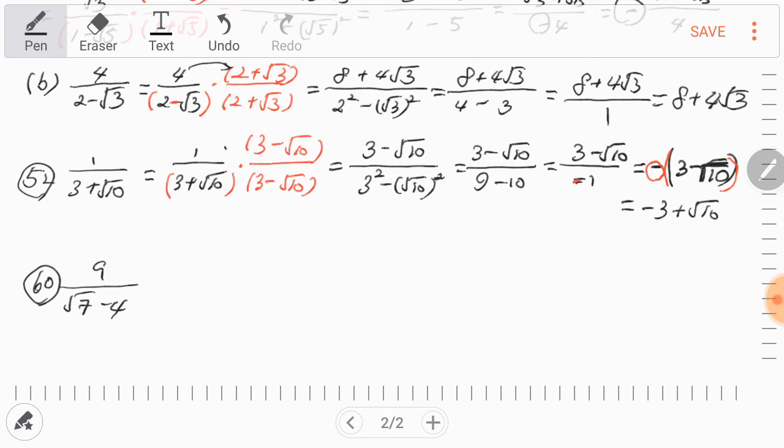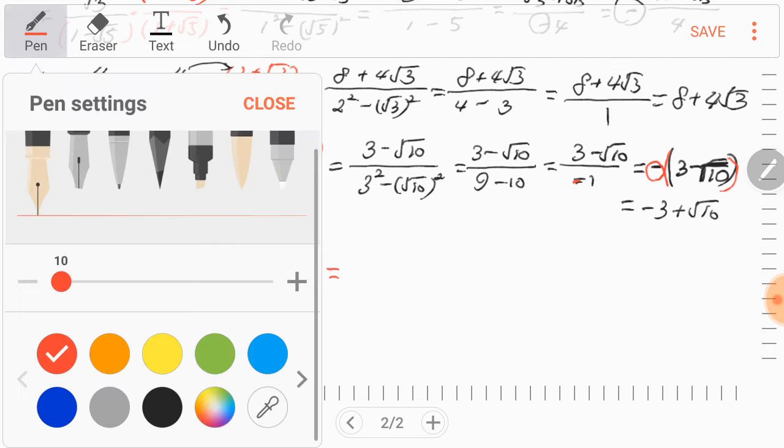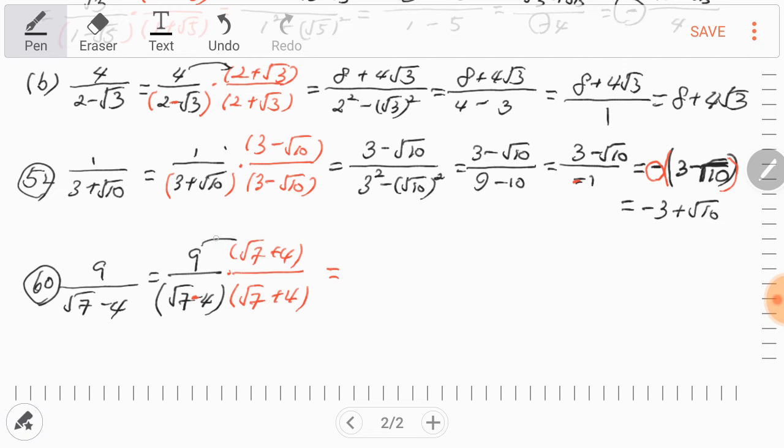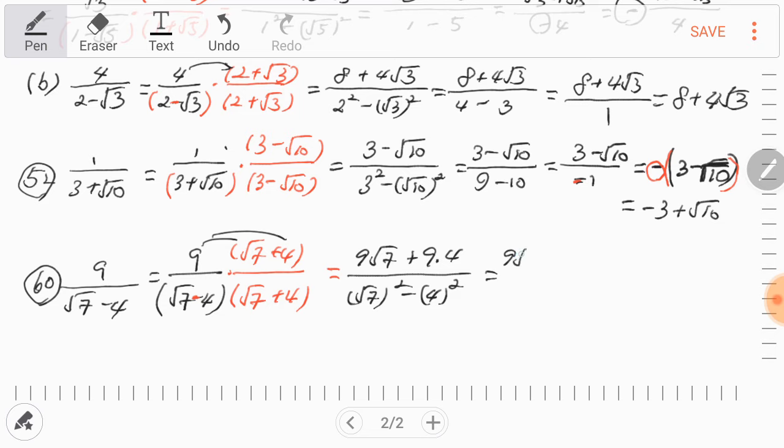Okay, next one. It's the same. So 9 over square root of 7 minus 4. So we have to multiply both top and bottom by the denominator's conjugate. So minus, make it plus. Square root of 7 plus 4. Then distribute. So 9 times square root of 7 plus 9 times 4 over a squared minus b squared.